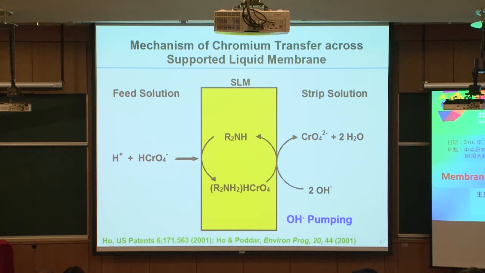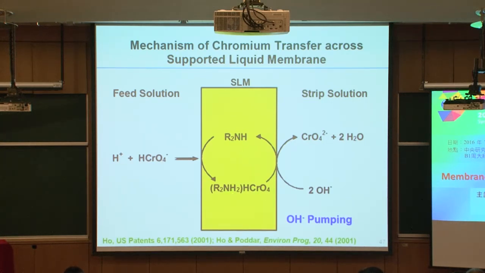And so here is for chromic acid removal. As you know, hexavalent chromium is very toxic, so in drinking water it can be only a few ppm at most. We can use an organic amine to capture, to extract, the chromic acid. The chromic acid comes in as a whole portion, and one proton comes over here to become this.